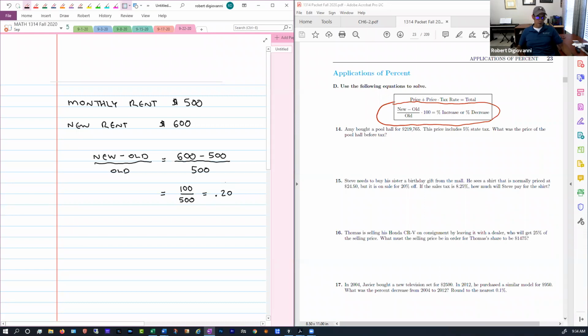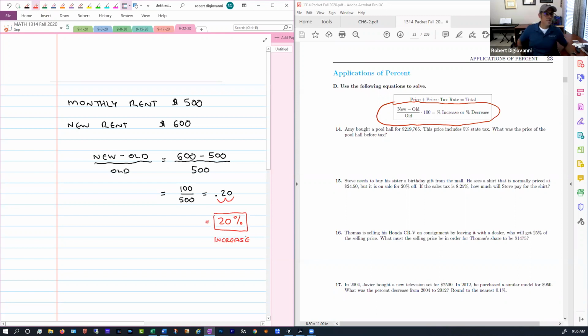Now that is the correct answer, but we have to convert this answer to a percentage. So remember, when we convert to a percent, we always take the decimal place and we move it 2 places to the right. So we move it 1, 2, and that will give us our answer of 20%. So rent went up by 20%. It was a 20% increase.